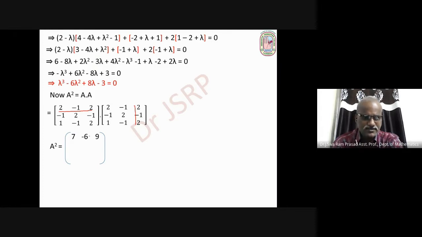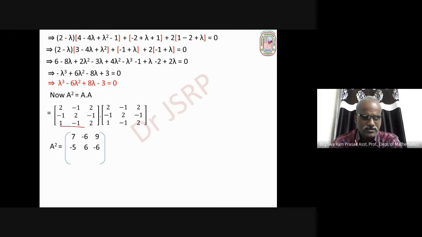Okay. Similarly, second row into first column. You get minus 5. Next, second row into second column. You get 6. Next, second row into third column. You get minus 6.